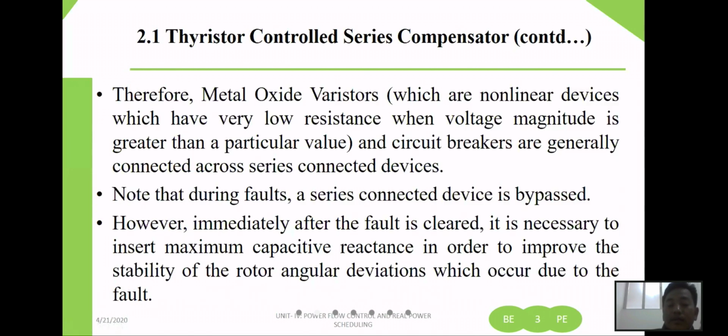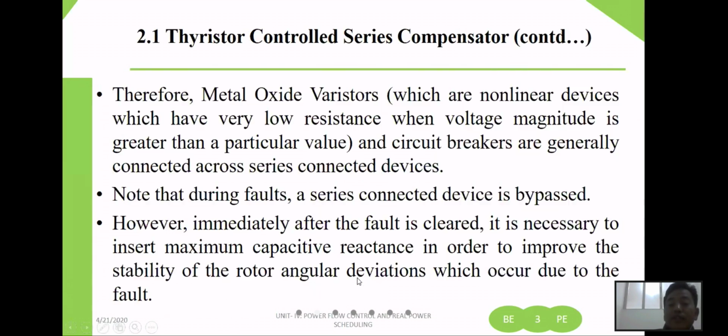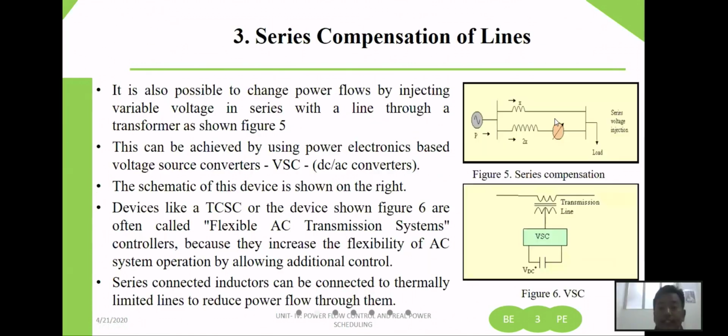Whenever there is a fault, why do we have to bypass it? Because if you're not bypassing, then there will be overcurrent in the line, which will result in overvoltages across the capacitor, and then our capacitor will get damaged. So that's why you will see that most series compensators have a metal oxide varistor and a circuit breaker connected across the series connected device to bypass the fault. And as soon as the fault is cleared, it has to become functional, or it is necessary to insert the maximum capacitance in order to improve the stability of rotor angular deviation, since due to the fault there are some disturbances.